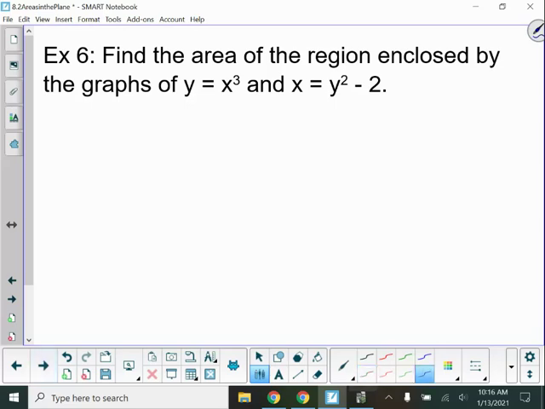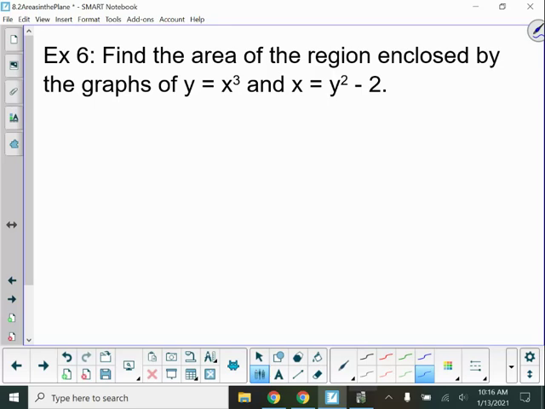Now for example 6, it says find the area of the region enclosed by the graphs of y equals x cubed and x equals y squared minus 2. We are going to use our graphing calculator to integrate this, but the first thing I want to do is decide, do we want to integrate with respect to x or with respect to y? Well, if I integrate with respect to y, I would have to solve the first equation for x. So x would be equal to y to the 1/3 power. That's not really that difficult. I don't have to put a plus or minus.